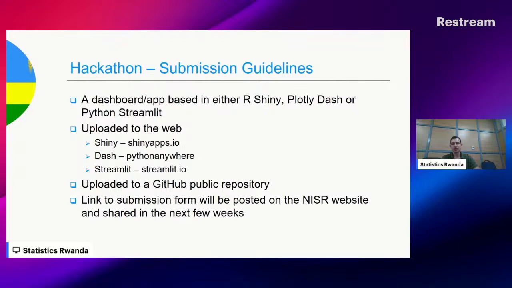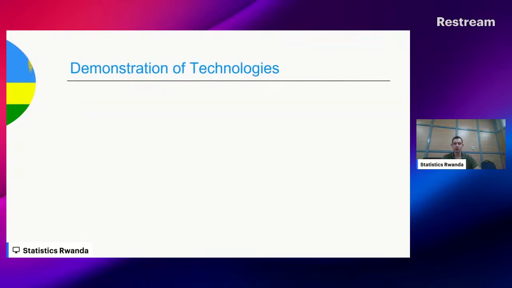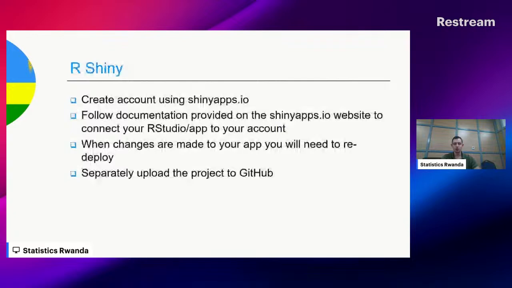What we're going to do now is a quick demonstration of each of these technologies and how you can get started with uploading your app into the web. So we're going to start with Shiny and shinyapps.io. Here is just a basic list of the things that you do to upload your app into the shinyapps.io website.